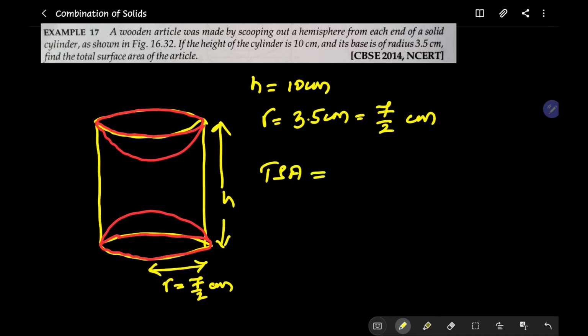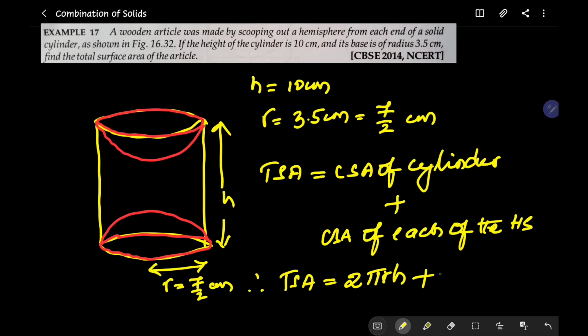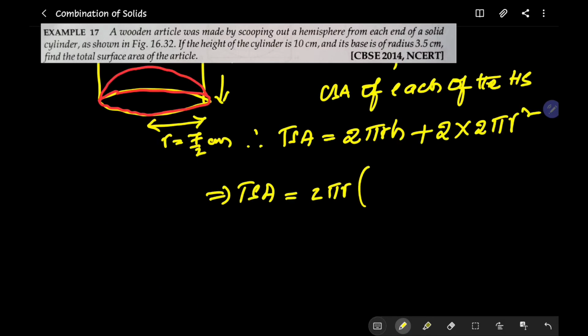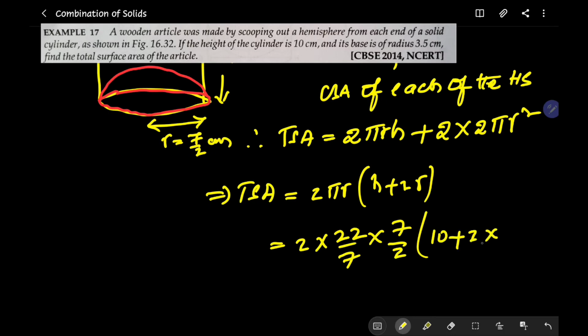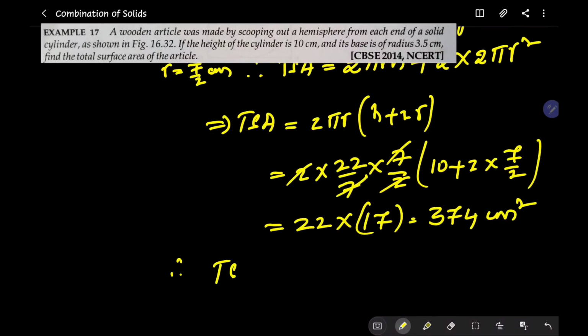We can see the surface area of this solid is the combination of the curved surface area of the cylinder and the curved surface areas of both the hemispheres which are at both the ends of the cylinder. Apply the respective formulae and make the substitutions from the given values of height and radius. Then we'll get the total surface area as 374 cm square after some careful calculations.